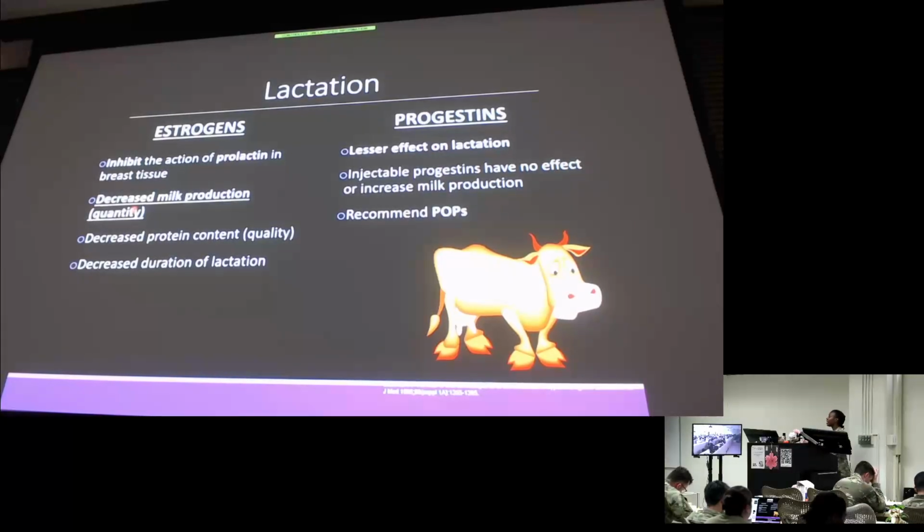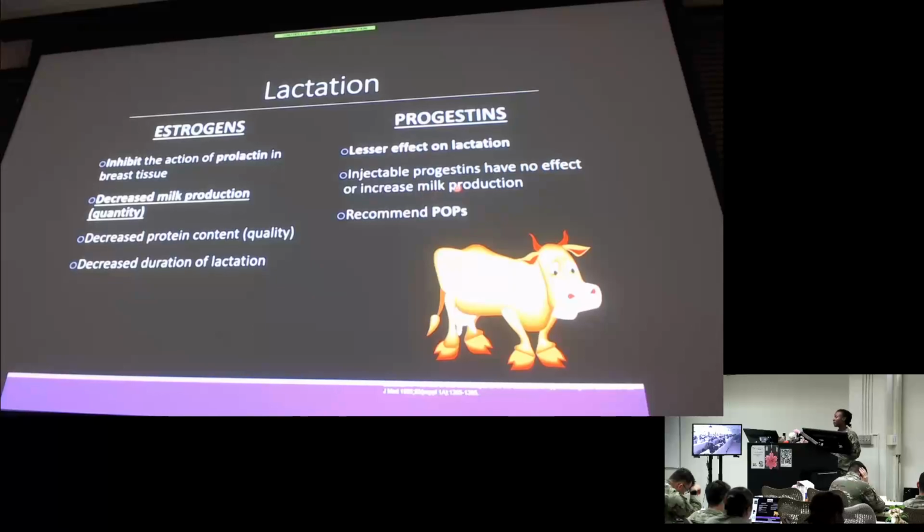So my POP has a lesser effect on lactation, and I would prefer my POP in that situation because I'm not messing with my progestin, okay? So now I can continue to make my milk, and you can give me a contraceptive. Win-win. The issue is I have to make sure that I take it, especially if you're giving me my oral, okay? So again, injectable progestins and oral progestins do not have any effect.